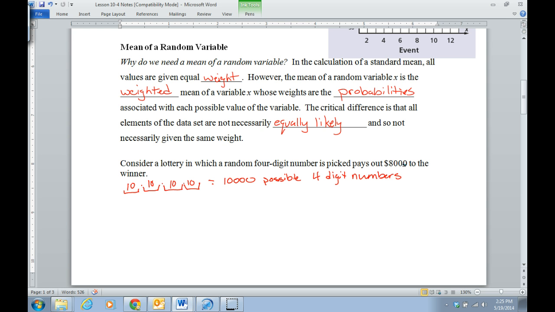Okay? So that being the case, then the probability of winning is what? Yeah, 1 over 10,000. Exactly. Or you could say it this way, 0.0001.